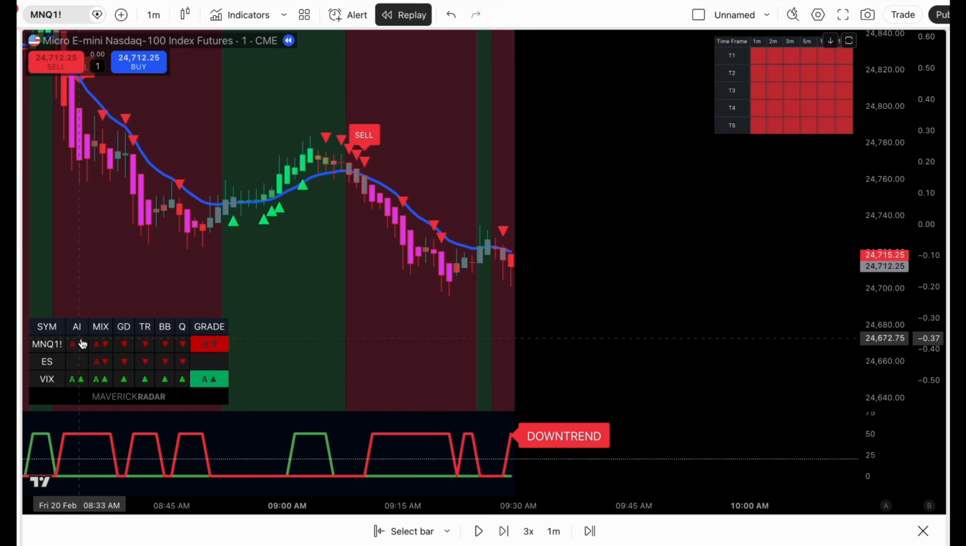So what the Maverick Radar is doing is it's going to look at each one of these elements and give you a grade. It's going to look at your current chart. It's going to look at another symbol you have. So we have the NQ. Then we want to see the same thing from the ES. And then we want the exact opposite from the VIX. We're stacking probability in our favor.